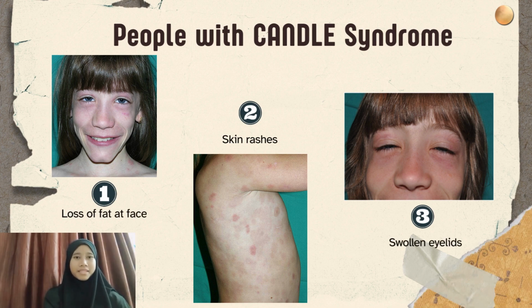These are a few pictures of people with Kendall syndrome. The first picture shows that the girl has lost fat in her face. The second picture shows that the individual is facing skin rashes on the body. The third picture shows that the eyelid of the girl with Kendall syndrome is swollen.